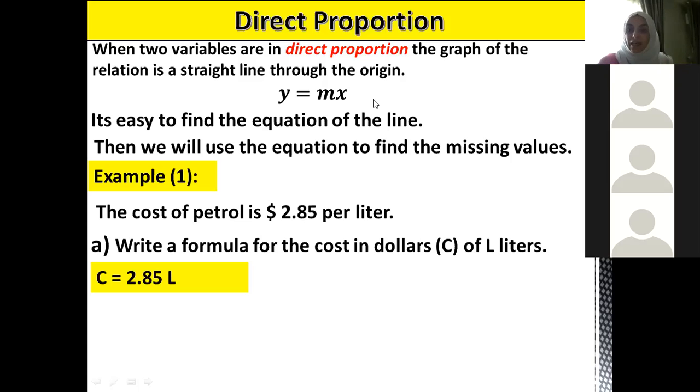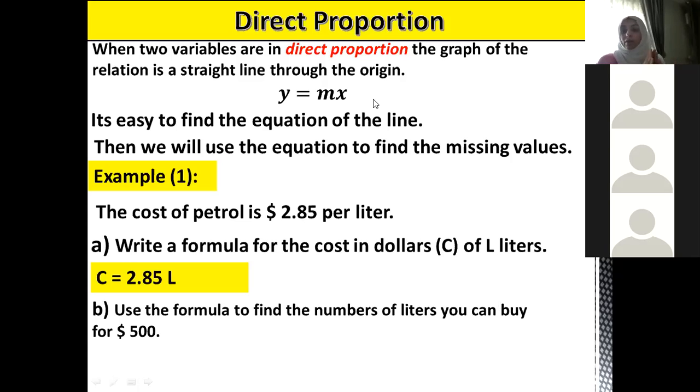So what form did it take? It takes the general formula of y equals mx. If someone tells me, teacher, I didn't buy any petrol, I will tell him 0 multiplied by 2.85 means 0. So what happened? It shows that I pass through the origin, which is the 0 point. Now I tell you, use this formula to find different things.